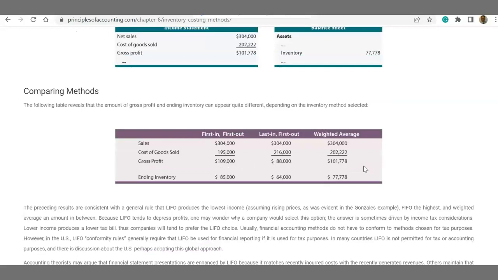And here is the comparison of those three methods side by side. So under FIFO, inventory will be higher, profit will be higher, under LIFO, assuming in the market that prices are rising constantly. So inventory will be lower and profit will be lower, and they will pay less taxes momentarily at that point.